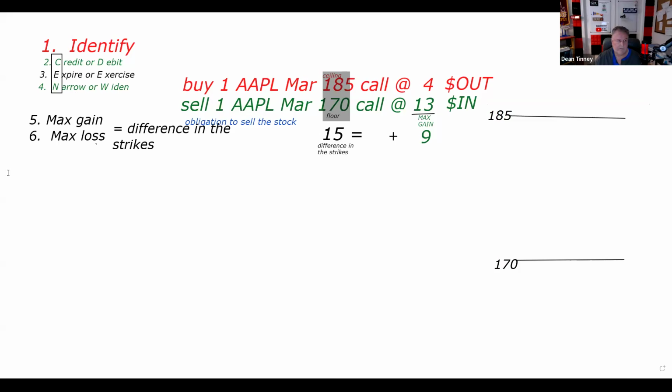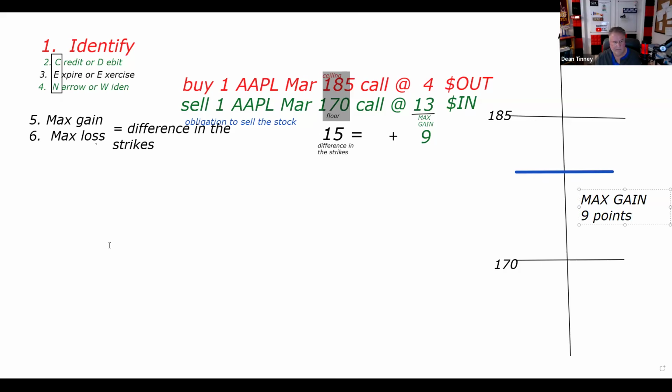Here is the market price of Apple. Here's the market price of the Apple, right? And we're playing between here and here. So I'm telling you that the gain and the loss equals the difference in the strikes. Now, we already have one of these numbers. We've already got that our max gain here is 9 points. Now, what I mean by that is we got to remember that would be $900.